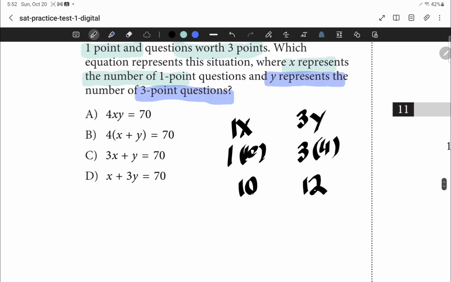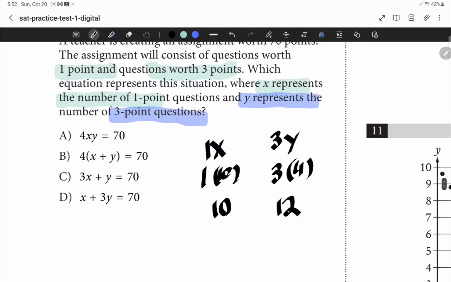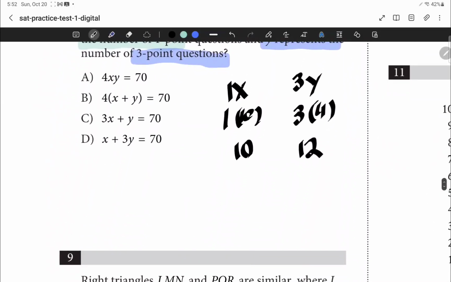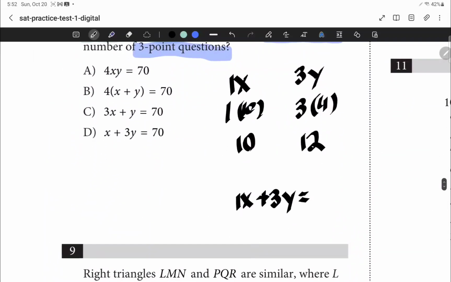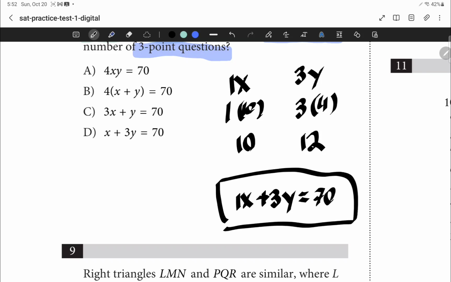12 points. All right. Now we're going to be using x and y questions to figure out how many questions in total we have. So we're going to have x questions and we're going to add it to the y questions. And that is going to equal 70 points. Now, right now, they're not asking you how many of each you need. They're just asking you to write the equation, and this is going to be my equation. Because I need to add the x questions with the y questions in order to figure out when I have 70 points. So my answer is D.